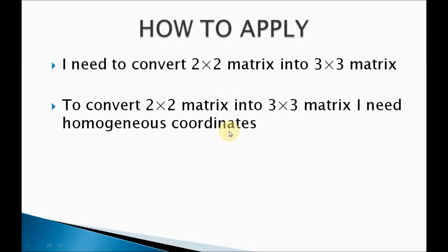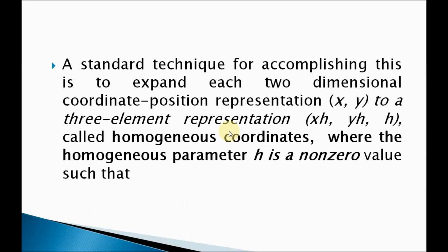Getting, guys? So now you understood why I need homogeneous coordinates: to convert a 2 by 2 matrix into a 3 by 3 matrix. To apply the composite transformation, I need 3 by 3 matrices only. I can't use 2 by 2 matrices for composite transformations. That's why I will convert them using homogeneous coordinates.